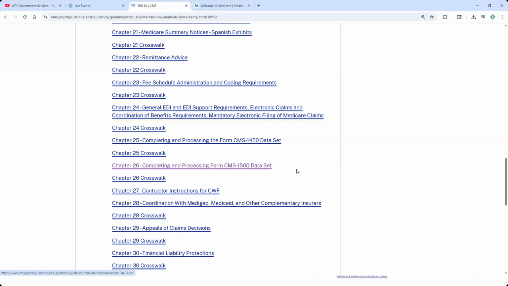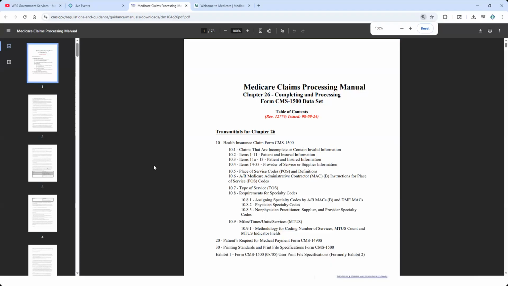And chapter 26 is the one that we were asked about. And that's going to tell you how to complete the CMS 1500 claim form. All the different sections you can see, it actually explains item by item what needs to be there. Now we do offer a course on this, and it is available in that playlist that I had Aline put onto the chat. So if you want to take a look at that course, please feel free to do so.